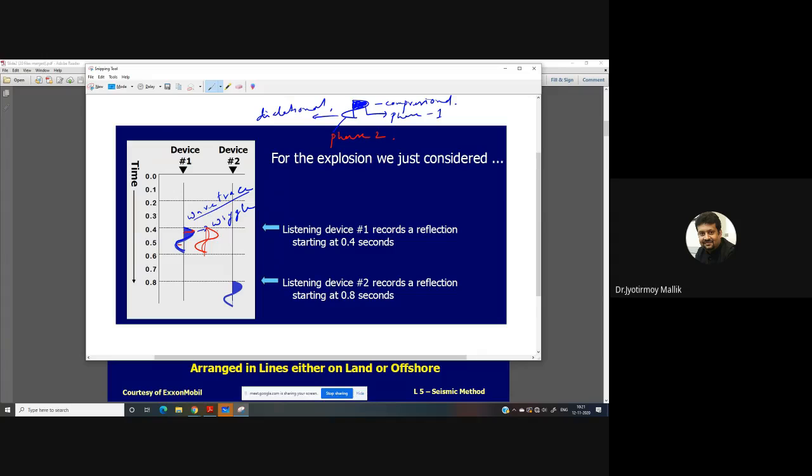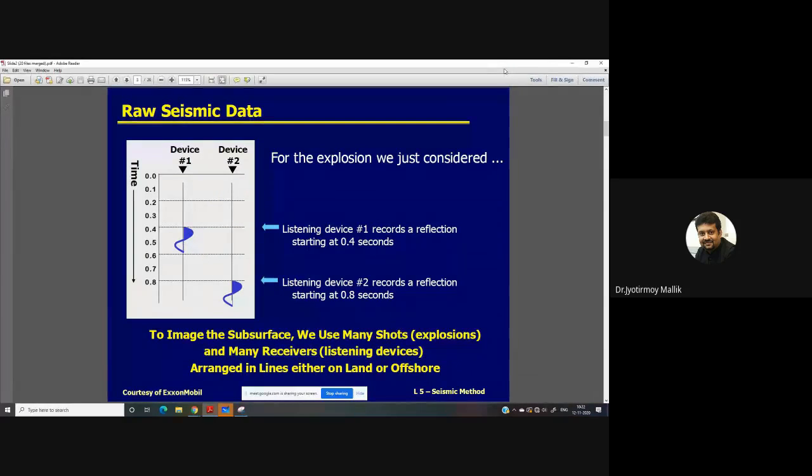Small amplitude means the energy which has come back to the device is less. If the amplitude is less, then the energy that has come back to the device is less. And if the amplitude is more, that means the energy that has come back to the device is more. Now let's go back again and try to look at this figure.